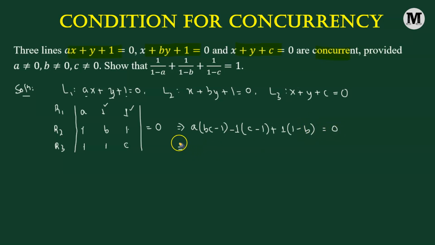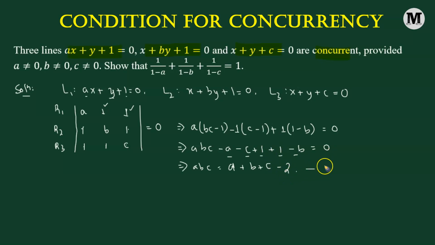So let's simplify this. We're going to get abc minus a, then negative 1 times c minus 1 makes it negative c plus 1, plus 1 minus b equals 0. So we now have abc equals a, negative b, and negative c. Transposing to the right-hand side gives a plus b plus c. And we have 1 and 1 added to each other, so it becomes positive 2. Transposing it to the right-hand side makes it negative 2. So this is a relationship between a, b, and c. We have abc equals a plus b plus c minus 2. We're going to use this to prove our problem.